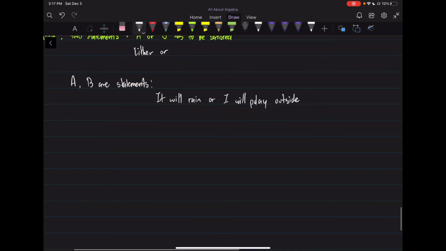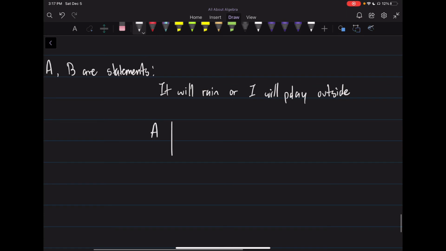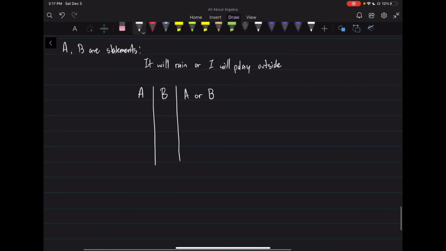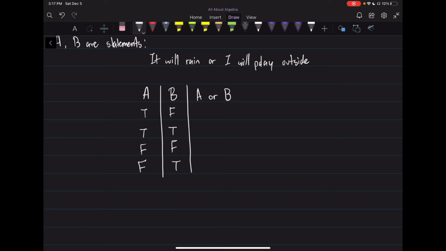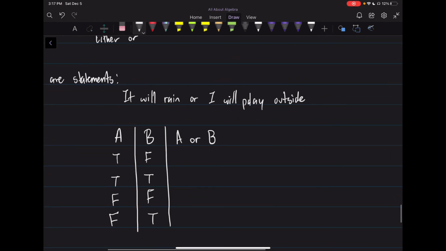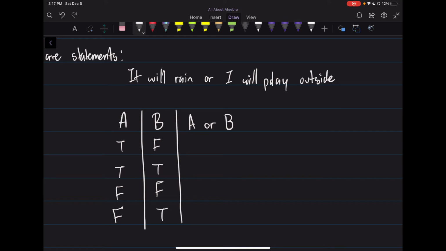So I have this, right? Now I know, again, A, B, and A or B. A could be true, B could be false. A could be true, B could be true. A could be false, B could be false, and A could be false and B could be true. These are 4 possible situations. In this case, it will rain, but I do not go outside to play. But my statement says it will rain or I will play outside. So it doesn't matter which one's true, as long as one of them's true, it would be true.